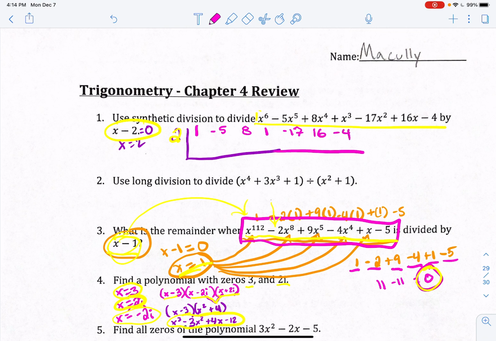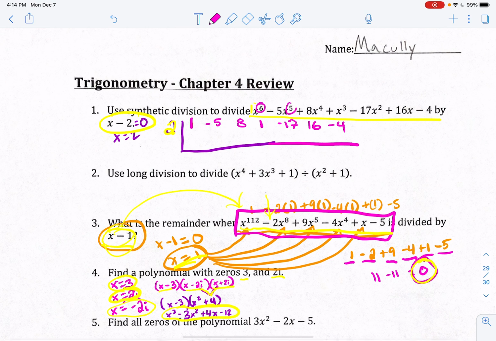And the only other thing that I will tell you is make sure that when you're going through there, you put zeros in if you need to put zeros in. This one I don't think we do, because we have an x to the 6th, 5th, 4th, 3rd, 2nd, 1st, and then we have a number. So we are okay, we don't have to put any zeros in, and then you just go ahead and do your synthetic division like you would normally, okay?